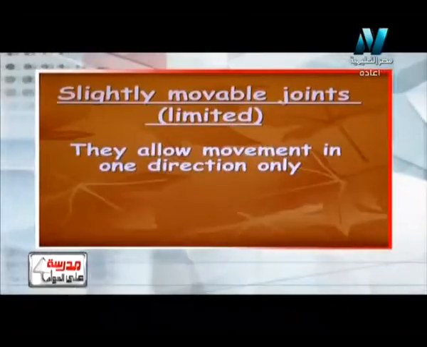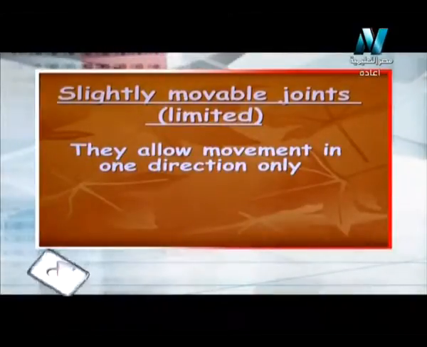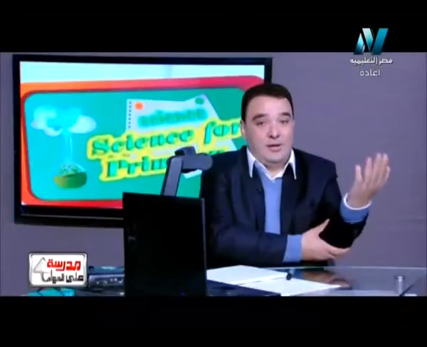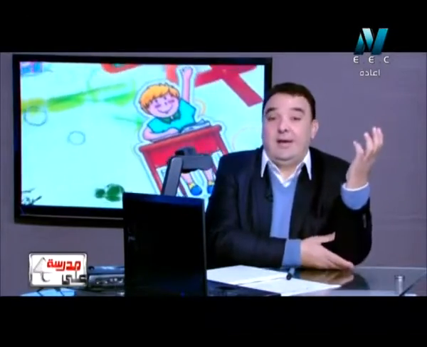I think they allow movement in one direction only. Look here, Mr. Yasser, I have an elbow. I will explain on it myself. Look here, the elbow, I can move it in this direction. I cannot move this part, the forearm bone, in the lower direction. Why? Because the elbow joint is not that flexible, so it is a limited movable joint. But some people can actually do very complicated movements.